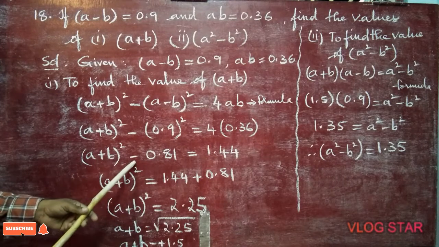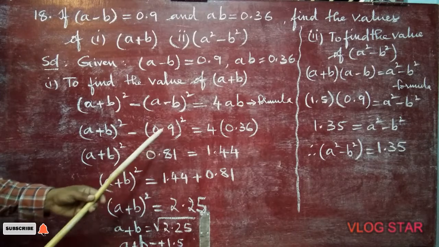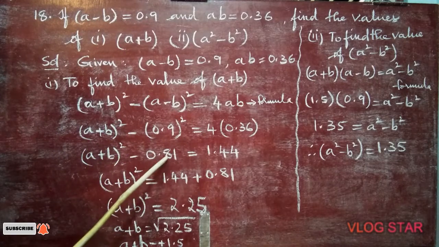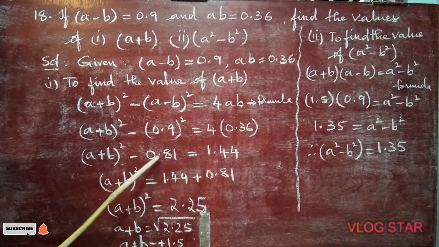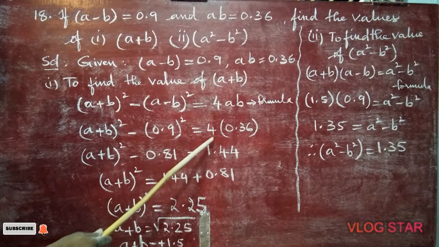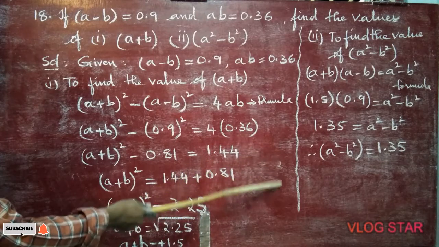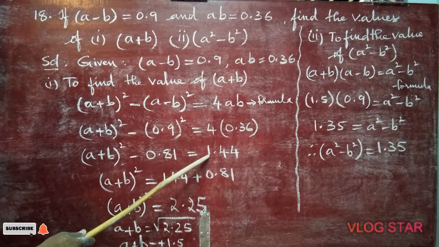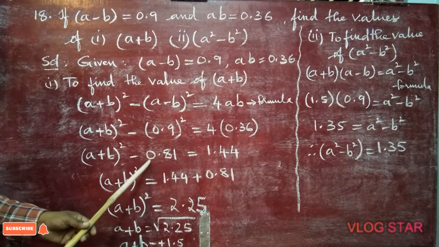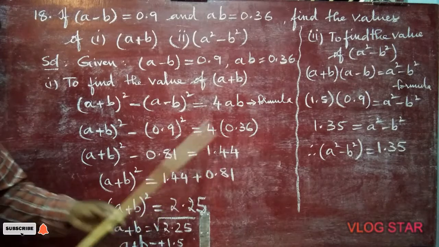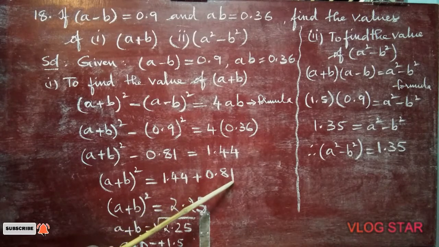Now (a plus b) whole square minus 9 9s are 81, but this is not 9, it is 0.9, so after 2 digits you have to put the decimal. 0.9 into 0.9 is 0.81, is equal to 4 into 0.36. Multiply here itself. When you multiply you get 1.44. Now (a plus b) whole square minus 0.81: from the left side you take it to the right side, minus becomes plus. So 1.44 plus 0.81.